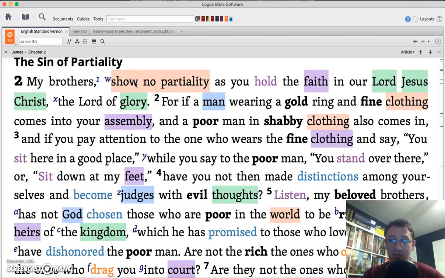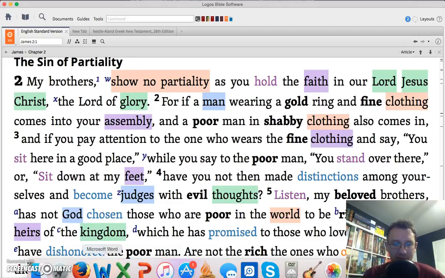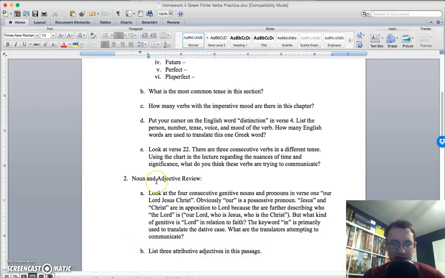So there's just a wonderful little anecdotal example of why it's important to know the Greek language enough to look at what the translators are doing and begin to ask some questions. But I digress. Let's jump back into the actual homework here.